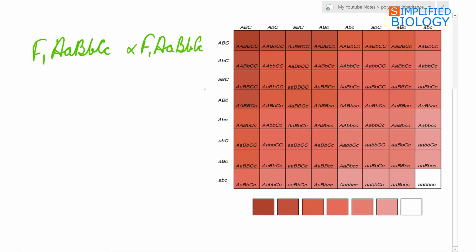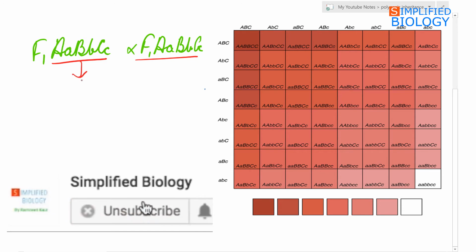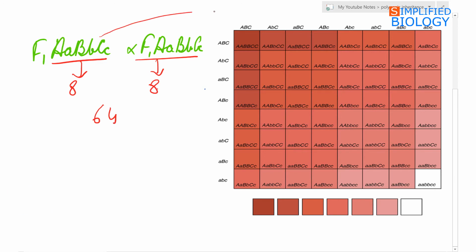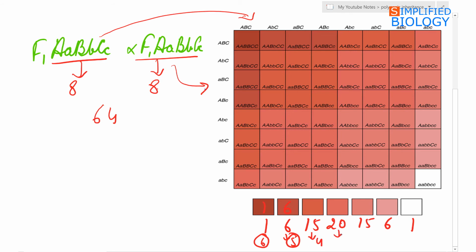Now when the F1 generation is self-fertilized, both of them will produce 8 types of gametes and hence 64 offsprings. These are the gametes of one parent while these are the other. Now in this case, the F2 ratio is 1:6:15:20:15:6:1. Means in one case, all six are dominant. In six cases, five are dominant. In 15 cases, four are dominant. In 20 cases, three are dominant. In 15 cases, two are dominant. In six cases, one is dominant. And in one case, neither of them is dominant.